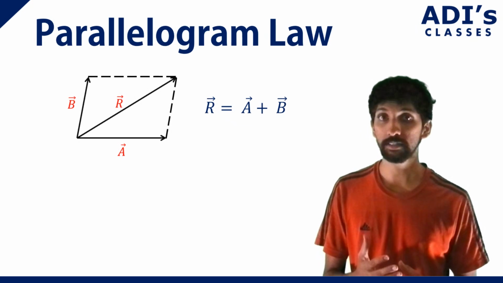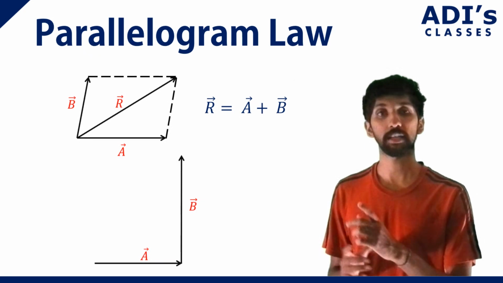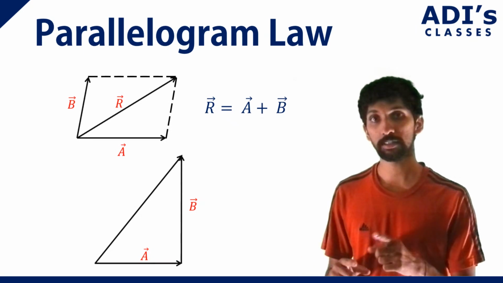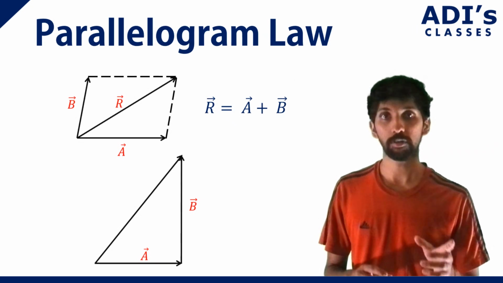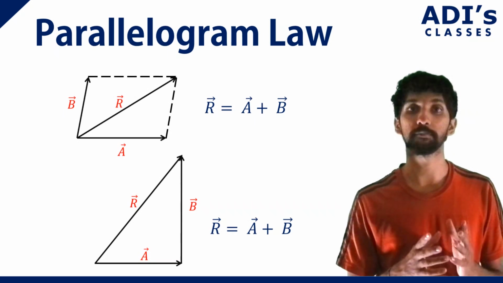How we get this is, I'll move vector B to this side. If you move it, don't you think this is nothing but the triangle law? So the parallelogram law also states R is equal to vector A plus vector B.